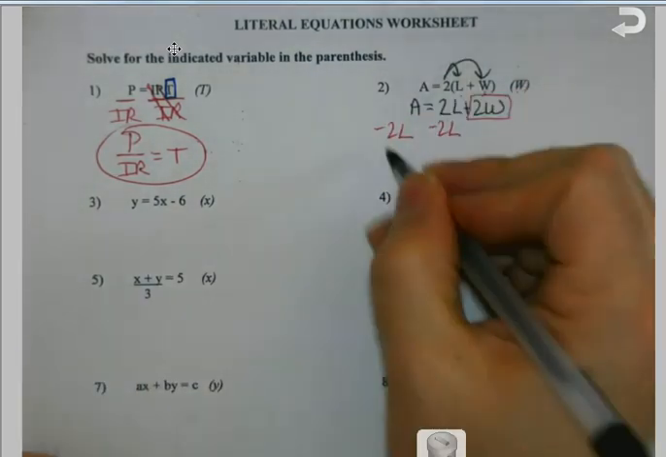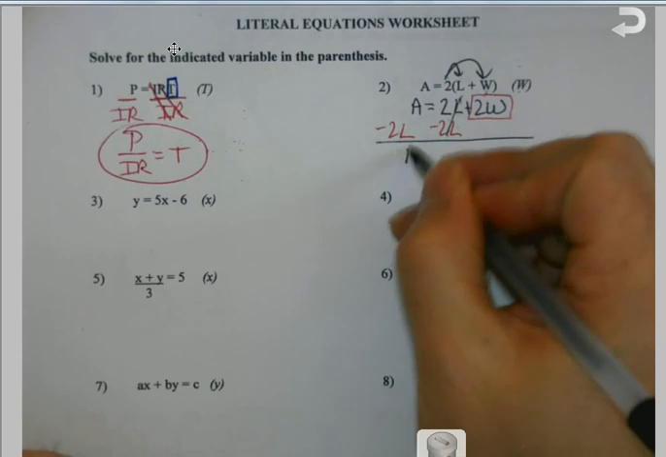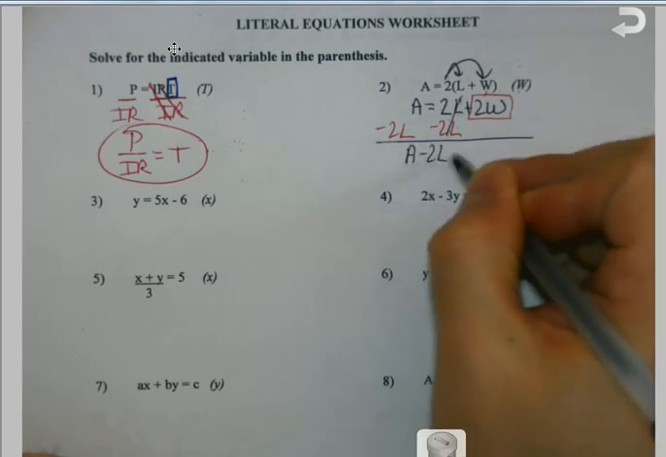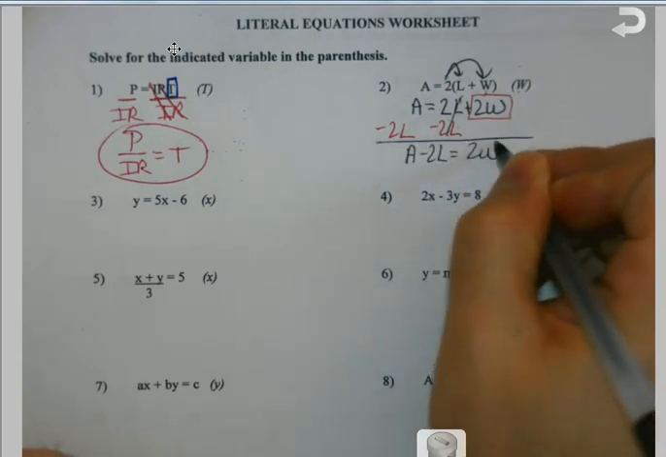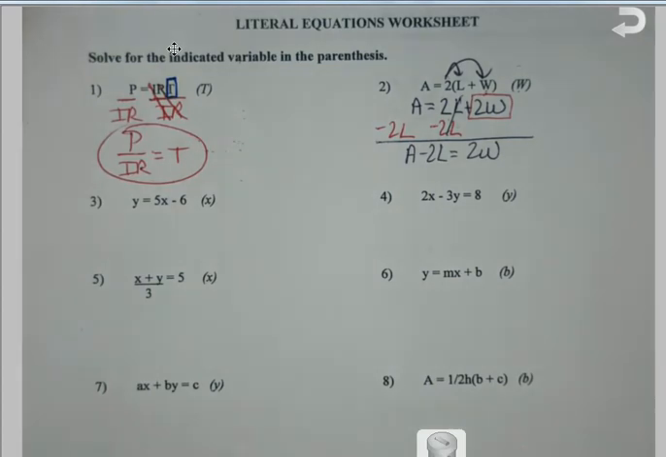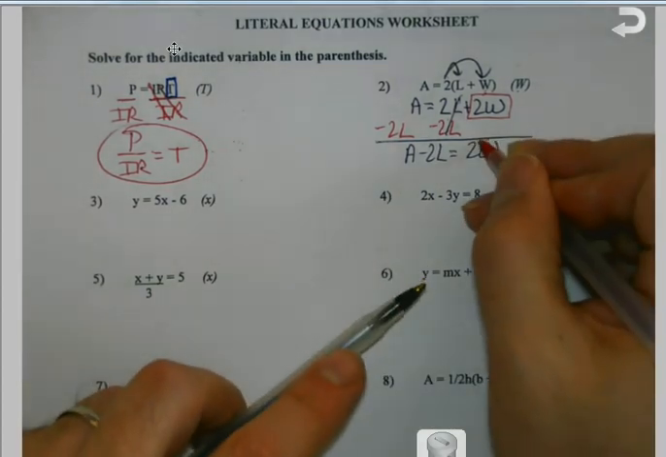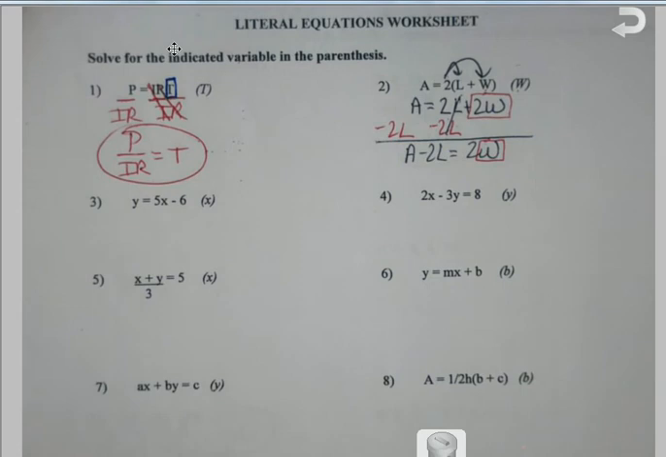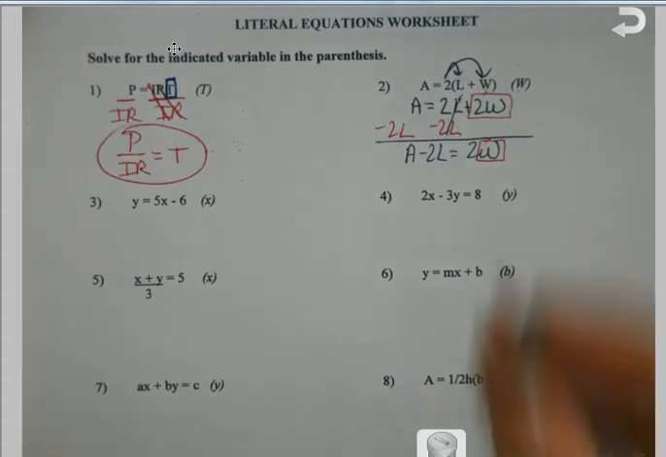I've got to take whatever's furthest away, and piece by piece, I'm going to keep working away at it until I get there. Now that this term's isolated, now I can go to get W by itself. So add 2. Close. Since we're multiplying W by 2, what's the opposite? Divide.